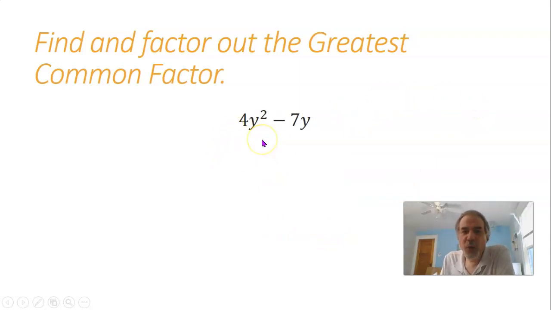What about this? 4y squared minus 7y. The 4 and the 7 don't have any common factors, other than just 1. But the variable parts do have a common factor of y. So we can pull out a y, and then what's inside the parentheses would be 4y minus 7. We need y times 4y to get 4y squared, and we need y times the minus 7 to get minus 7y.